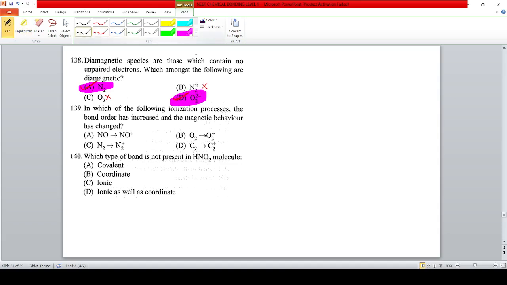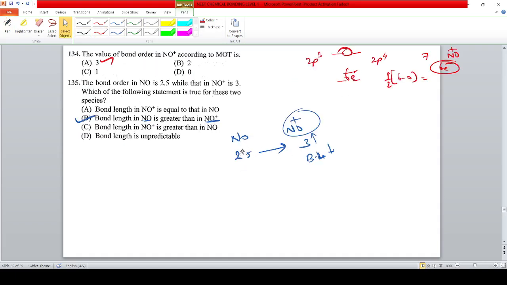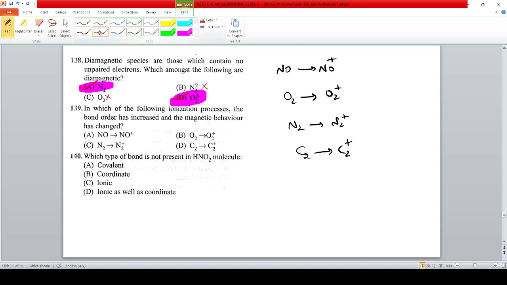Right, 139. In which of the following ionization processes has bond order increased? So NO becoming NO plus, O2 becoming O2 plus, N2 becoming N2 plus, C2 becoming C2 plus. Just now we saw in the previous page, NO it is 2.5, it is 3. Bond order has increased. It may be the answer. Wait. It is 2 and it is 6 minus 3, 1.5. No. This is 3 and this is 2.5. No.